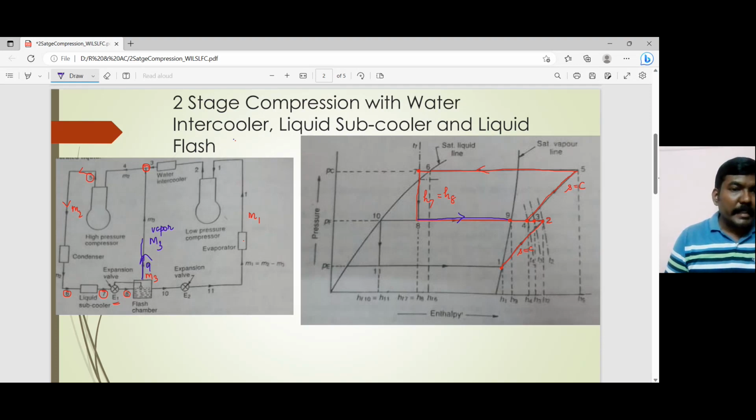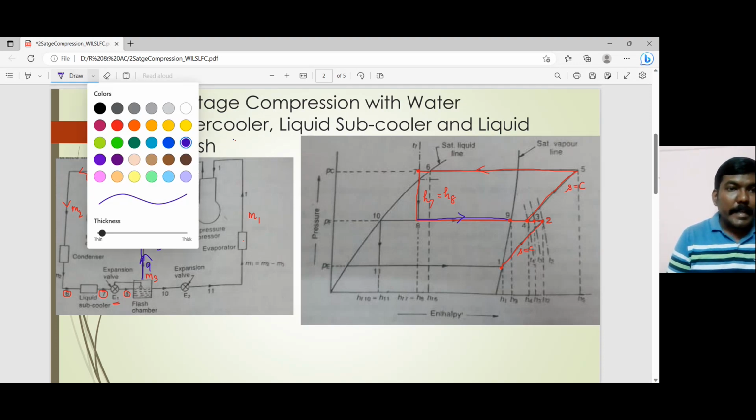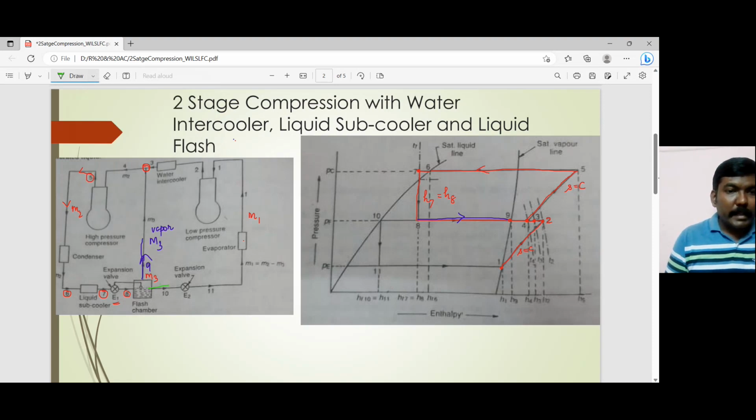But there is another state from 8 to 10. Let me show it with, let's say, green. From 8, there is another condition called 10, and that is on this part. So at point number 8, there is another branching. One goes to 9, the other goes to 10. The one which goes to 10 is in the liquid state, and the one which flows over here is in the vapor state.